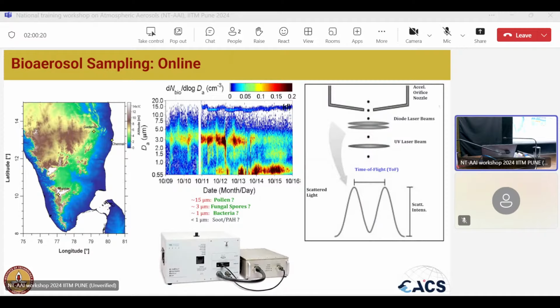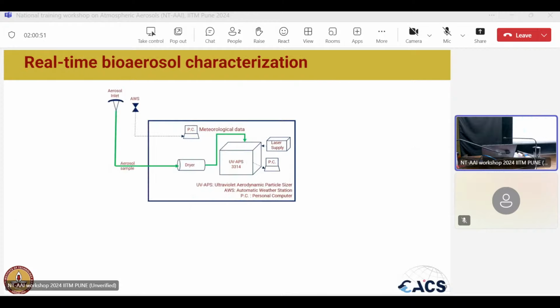So based on these techniques, depending upon the size, because you don't have the wavelength dependency here, we try to say that, okay, nominally something at 3 micron could essentially be fungal spores. Anything around 1 micron could be bacteria. If we find anything around 15 micron, it could be pollen. But that's the reason there is a question mark in that. That's where the online instruments fail to tell you; if you can categorize them, even the WIBS is not really able to do it.